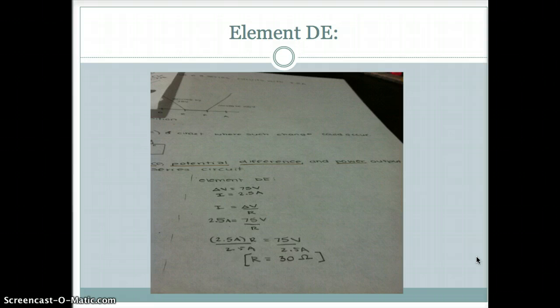Then the second part is basically you're doing the same exact thing except with different numbers, because this is for element D and E. And the only difference is that the potential difference for this was higher at 75 volts, but the current still stayed the same at 2.5 amps. Okay, so first you solve for current using the same formula. Current equals change of V over R, and then you know that 2.5 amps equals 75 volts over R, and then you just solve for R, and that gives you 30 ohms.